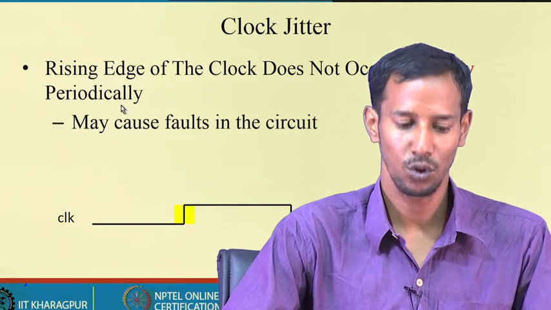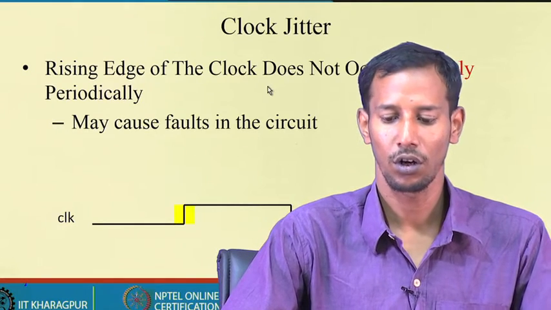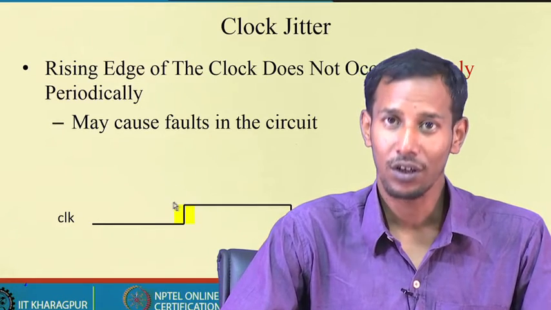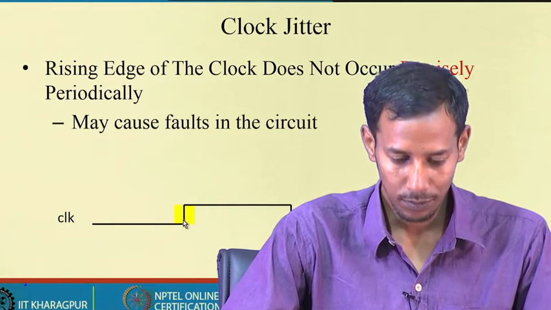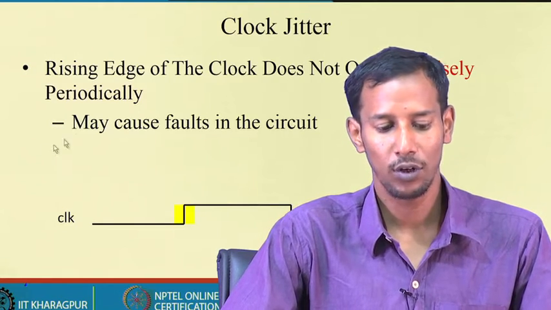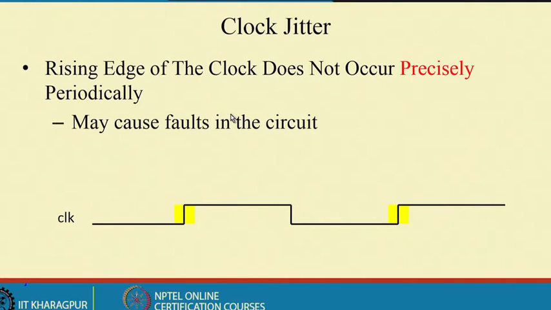It is not the case that all the edges of the clock occur at the same time. This particular edge is not precise for all the clock edges of an ongoing clock, so it may cause faults in the circuit. That is why, whenever we are using a clock source, we have to be cautious about a jitter-free clock for the proper working of the system.